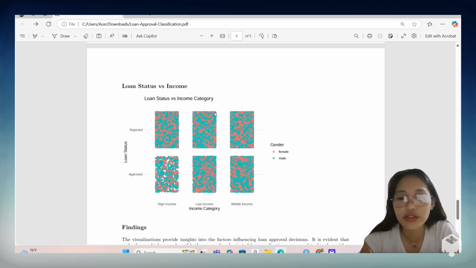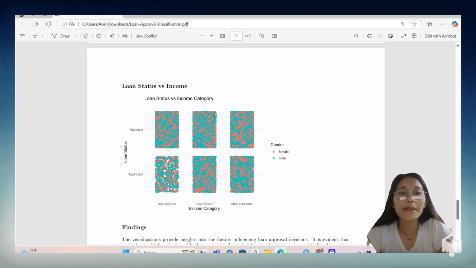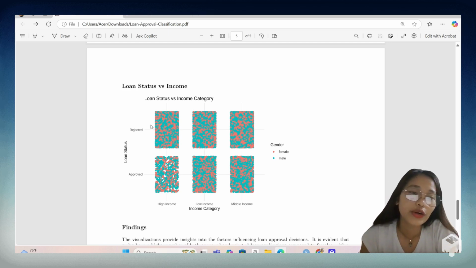So loan status versus income category. Here in the y-axis, there is the loan status. I also mutated it. And this is the y-axis rather, and this is the x-axis. I think that's right. I'm sorry, sir.